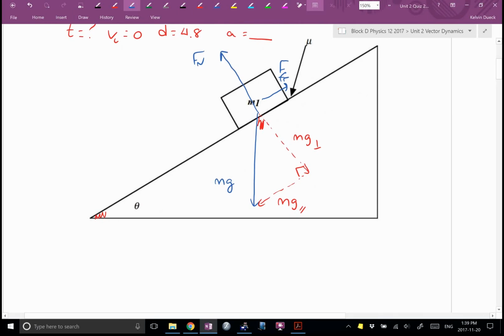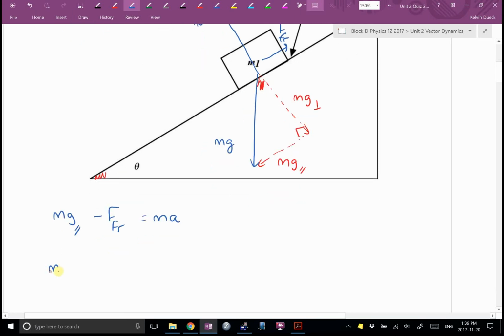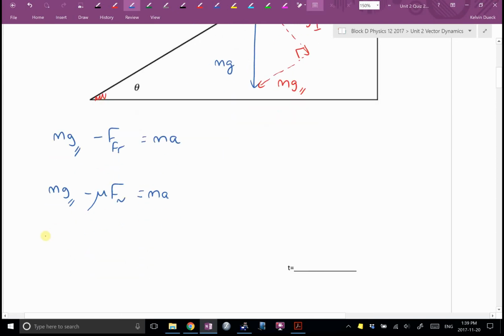Who's winning? I think friction is losing, and that's going to equal ma, winner minus loser. This is going to be mg parallel minus mu times the normal force equals ma. I don't know the normal force. Oh, but look, another force the same size as the normal force. This is going to be mg parallel minus mu mg perpendicular equals ma.